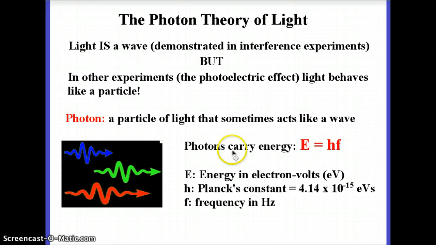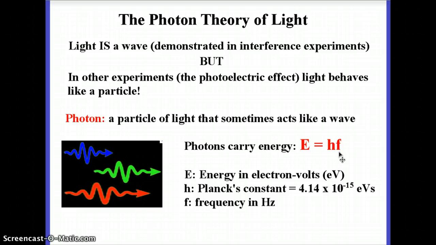And photons have energy associated with them. This is an important formula. This is a new one for you. The energy of a photon is equal to a constant called Planck's constant, for Planck, the scientist who came up with this, times the frequency of the wave.